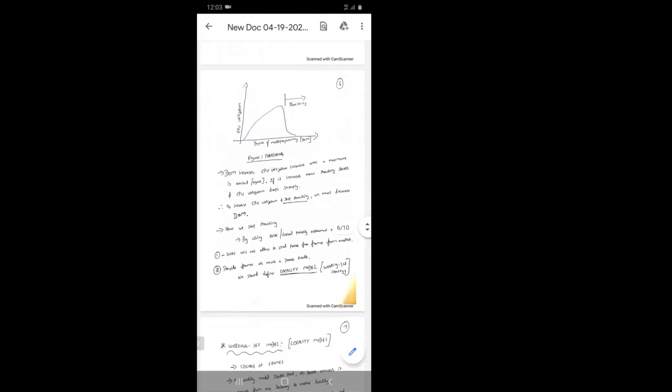You can see the figure I have given here is a thrashing figure, right? CPU utilization and the degree of multi-programming, in short form DOM. The x-axis is DOM and the y-axis is CPU utilization. Now you can see here CPU utilization becomes higher when the degree of multi-programming is also increasing. But at a certain point of time, it will start swap in and swap out.